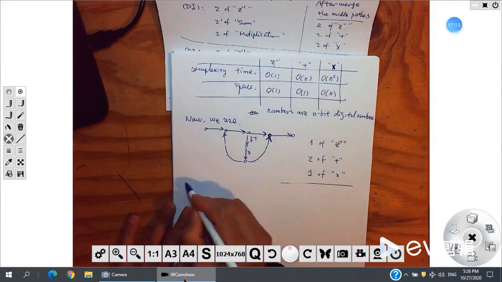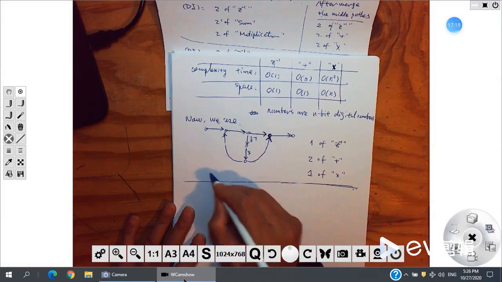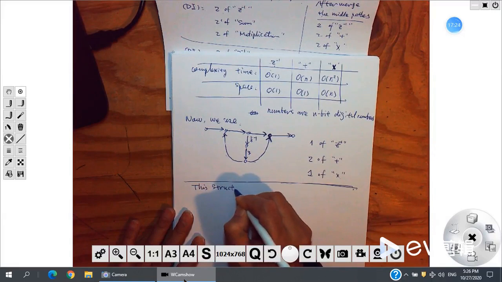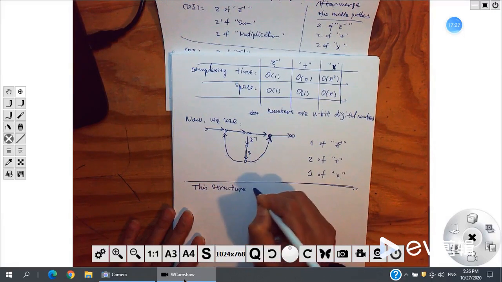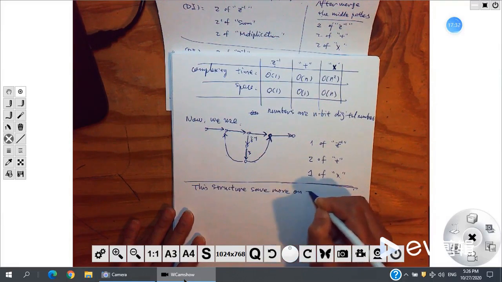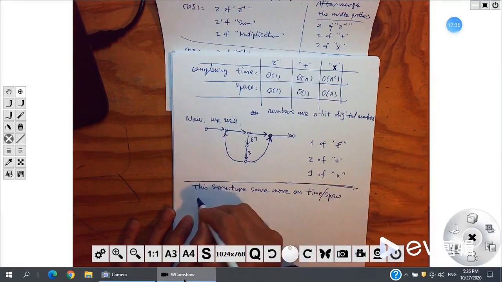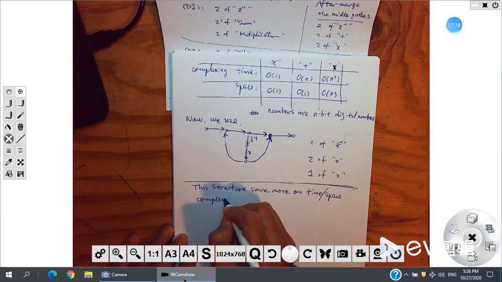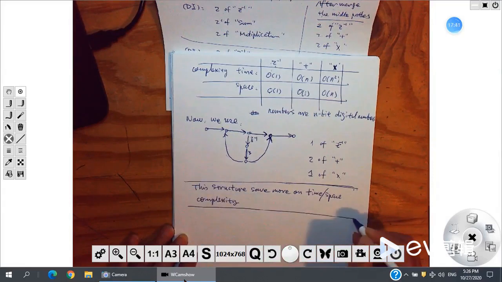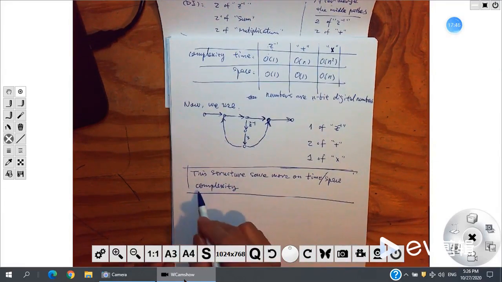So this is one thing we consider: this structure saves more on time and space complexity. This is one consideration, the time and space cost when you run this system.